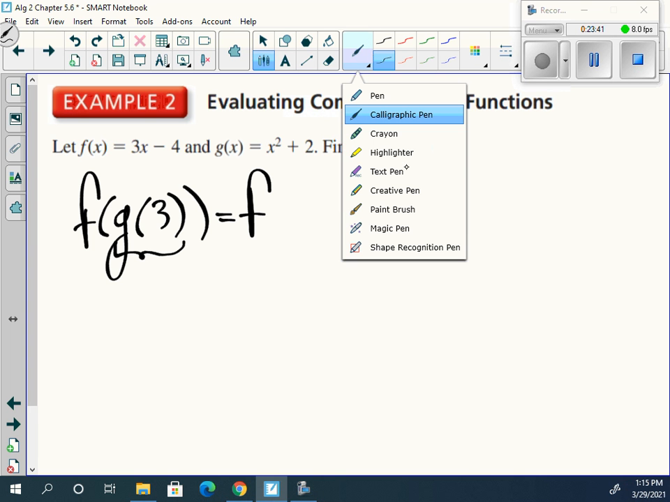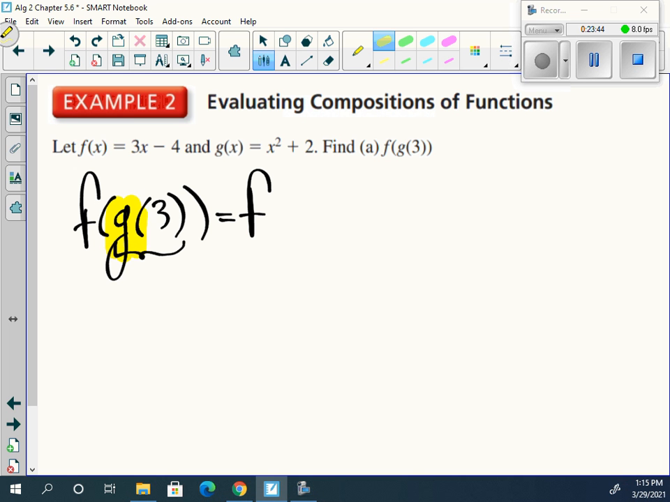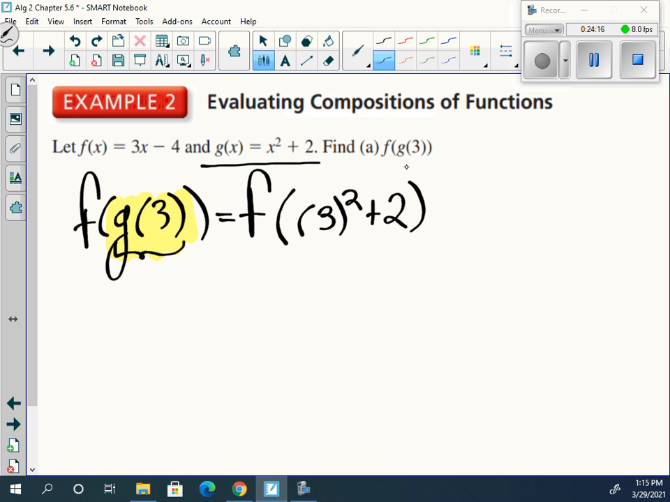Let's use a highlighter. So the first thing we're going to look at is g of 3, because I want to find out what is the value of g of 3. So we're going to plug 3 into our g of x. So in this here, wherever there's an x, I'm plugging in 3 for it. So that would give us what? 3 squared plus 2.